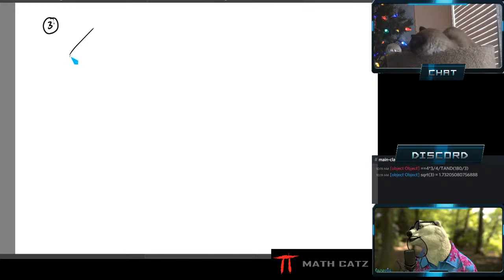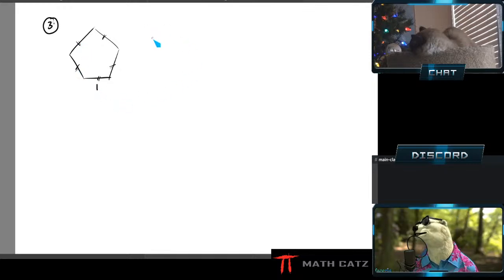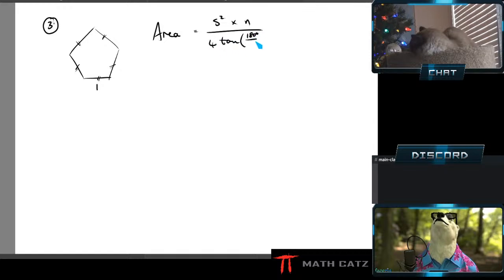Let's draw a pentagon here. Freehand it, why not? All the same. Side length is 1. I don't have a formula for this one. This is my formula: s squared times n over 4 tan 180 degrees over n. And in this case, n is 5. s is side length 1.